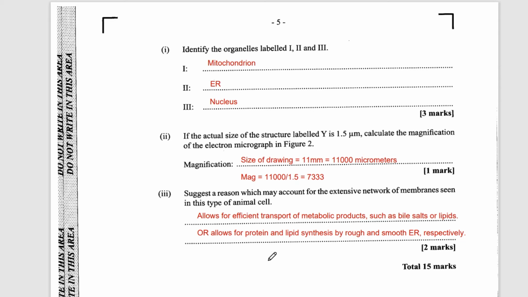of things like glycogen. So good answers would be: allows for efficient transport of metabolic products such as bile salts, to emulsify fats, or lipids, or allows for protein and lipid synthesis by the rough and the smooth ER respectively. Basically any answer that would make sense in the context of synthesis of materials or storage of materials should be okay. Alright, so let me look at the next question.